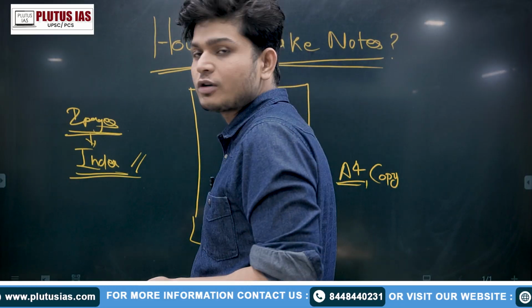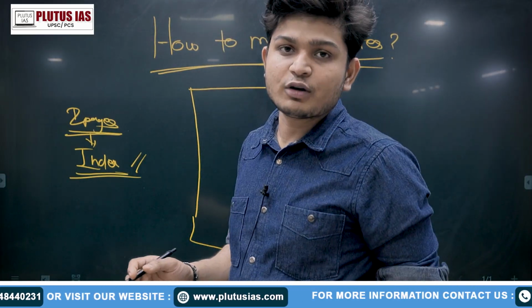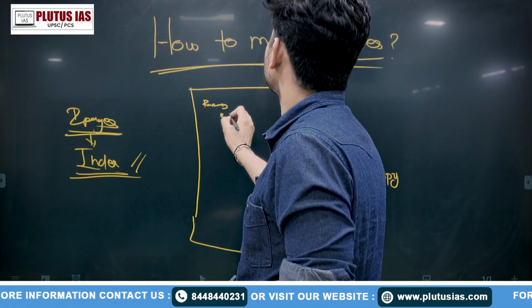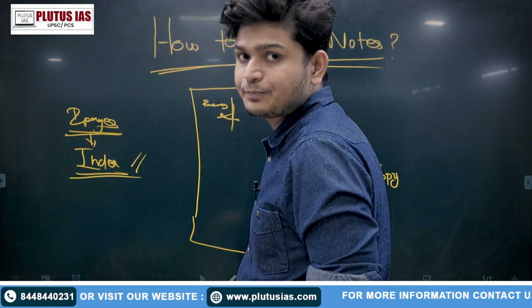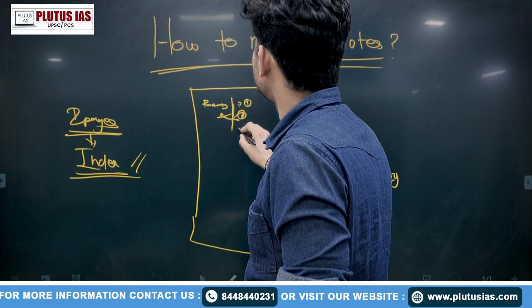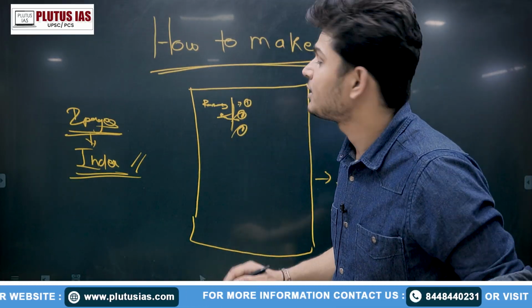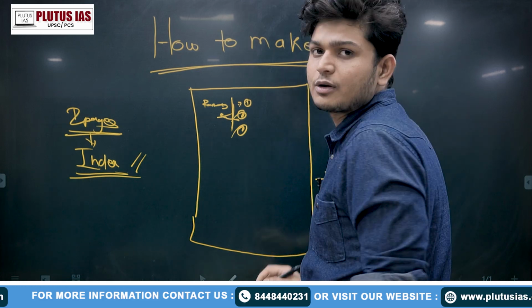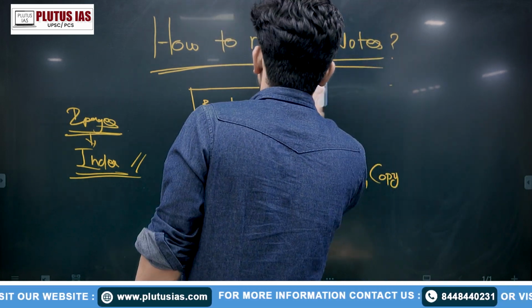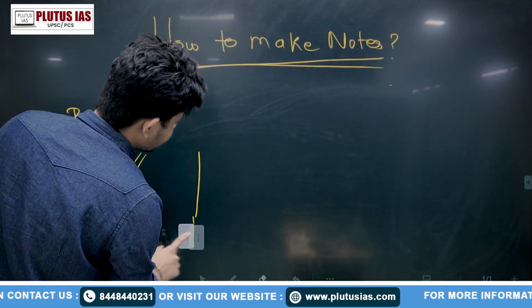How should you make the index? Suppose you are making notes of polity. The first part of the Constitution is Part 1. Whatever articles are there, mention them: Article 1, this page number, this page number. Like that, make the index first, and keep writing the page number on every page. Index is very important.